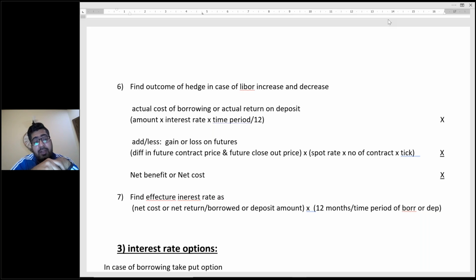Then in FRA you wrote add or less gain or loss due to FRA. Here you need to show gain or loss due to futures. Okay, it's the same. Difference in futures price and futures closure price into spot into number of contracts into tick. I've told you benefit can be added, benefit can be deducted. It depends. Benefit increases return, therefore added, but benefit reduces cost, therefore deducted. You get net benefit or cost. And finally, you need to find effective interest rate in the last step. Net cost or net return divided by borrowed or deposit amount into 12 months over time period of borrowing or deposit.